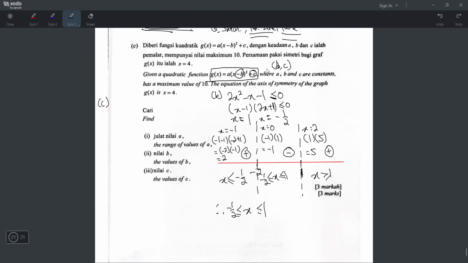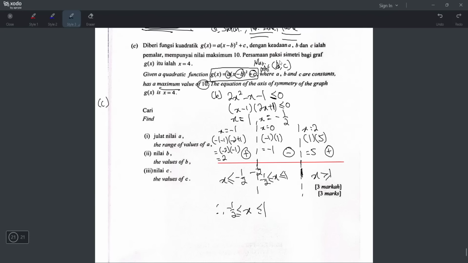And whether it is minimum or maximum depends on the a value. If a is positive, then it is a smiley face, then minimum lah. If a is negative, then it is a sad face, maximum, right? Okay, they say maximum. So I know already this one is a maximum point. So the maximum point is (b, c), if I read from the equation lah. Okay, they say maximum value is 10.